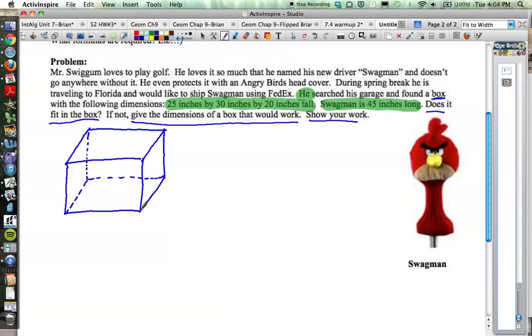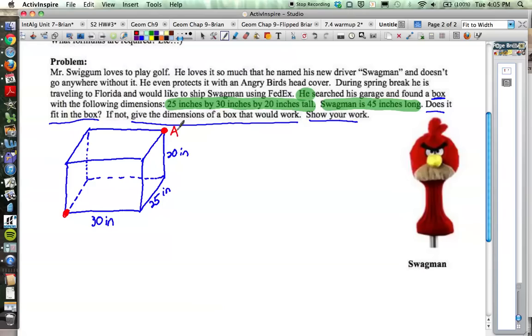Now I'm going to label. We've got, say, 30 inches by 25 inches by 20 inches tall. And what we need to think about is that if I'm going to ship a golf club in here, I'm going to have to think about what's the longest part of this box. And the longest part of this box is not necessarily laying the club right on the bottom. Actually, the longest part of the box is going to be the diagonal from the back top to the front bottom, diagonaling across the box.